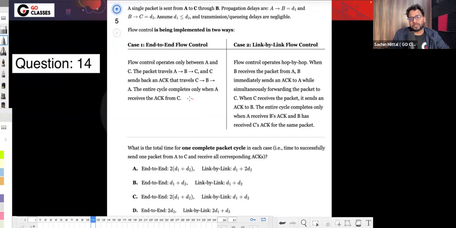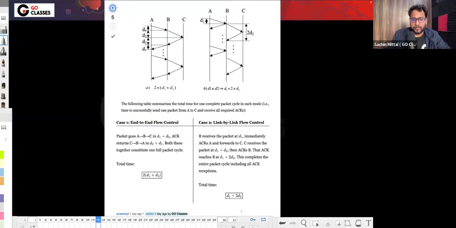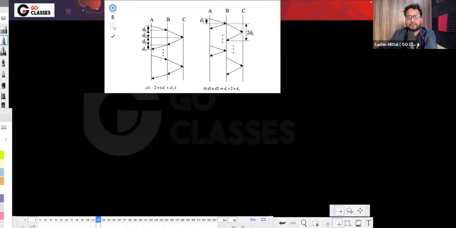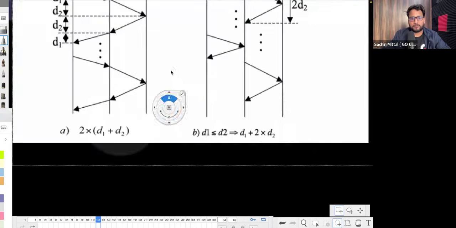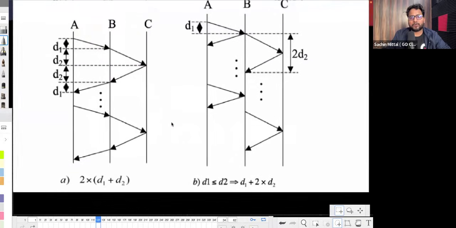Okay, now let's move to this question. In this question, they are saying that you are having two cases. One is that you are having end-to-end flow control, and another is that you are having link by link flow control. Let me tell you what this means. The scenario is like this: you are having three nodes A, B, and C, which are like this. Now there are two cases.